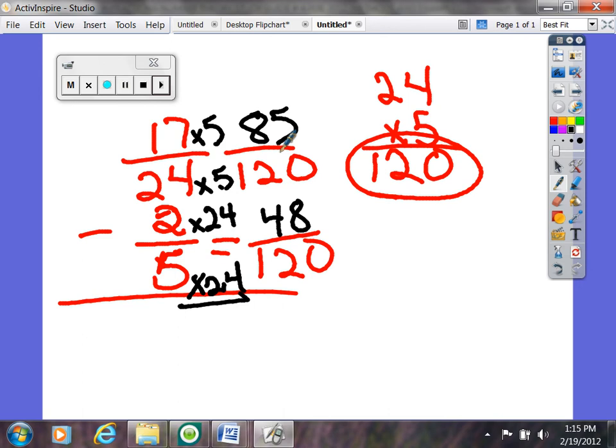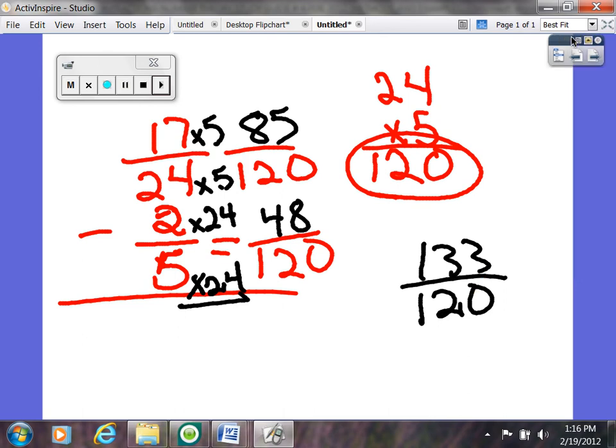Now what do I do? Well, I add them up. 85 plus 48 is 133 over 120. What did I do? I just added my 85 and my 48. I got 133. Now, I've got to convert this to a mixed number. How do I do it? I divide 120 into 133. It goes one whole time with 13 left over. So my answer's 1 and 13/120. So you can see they can get fairly complex.